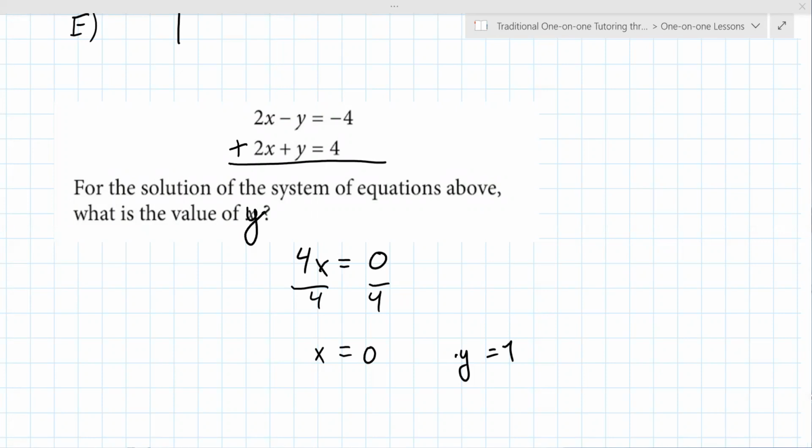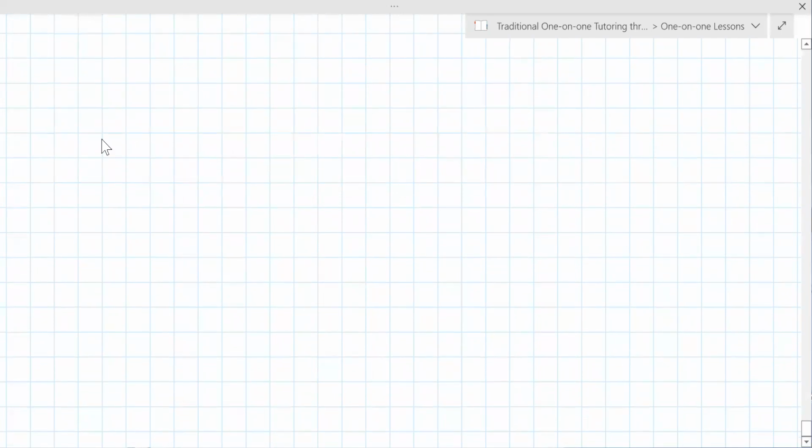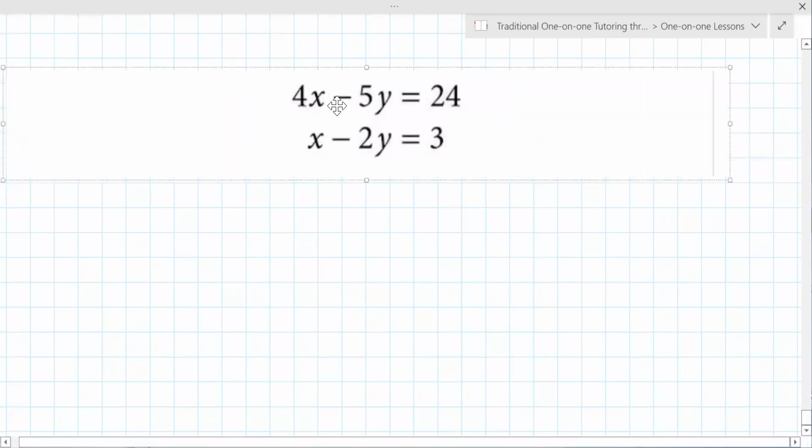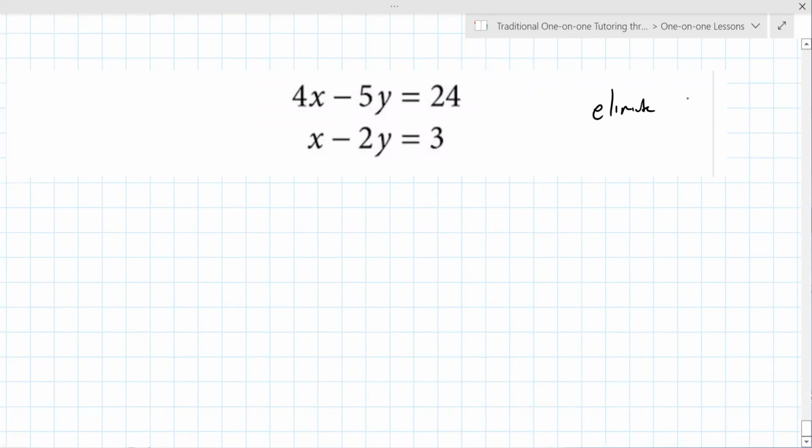Okay, so here's another type of system that you might see. This one does not have the variables being opposite in sign. It just has a lot of letters. So this is where you have to multiply one equation by a number. Let's say I wanted you to eliminate x. What would you multiply the second equation by to eliminate x? -4. Yeah, so it's negative 4x plus 8y equals negative 12.